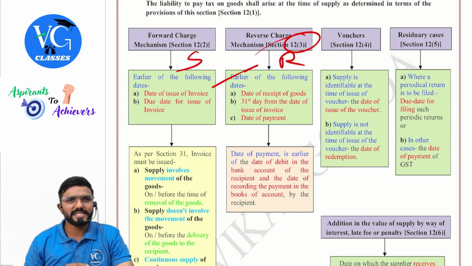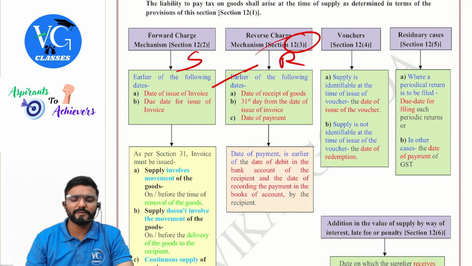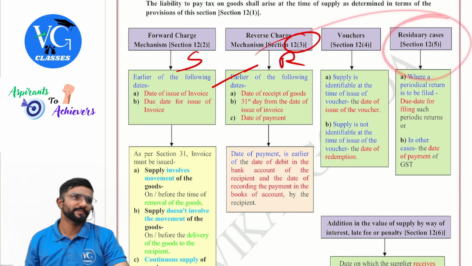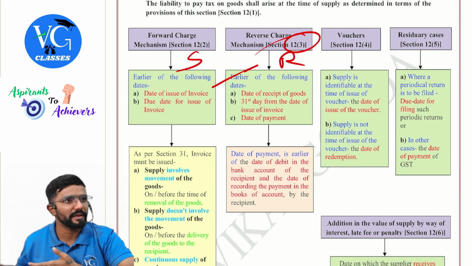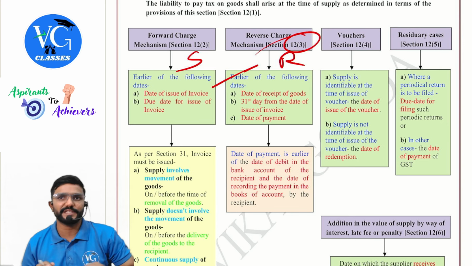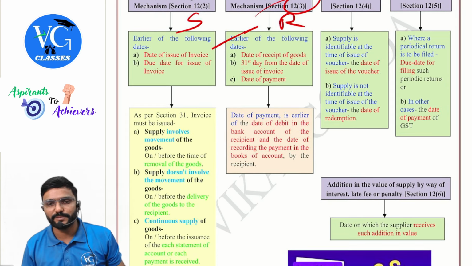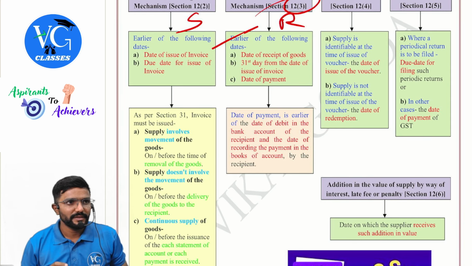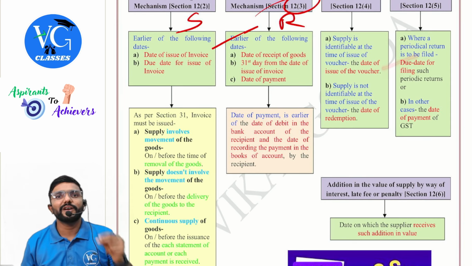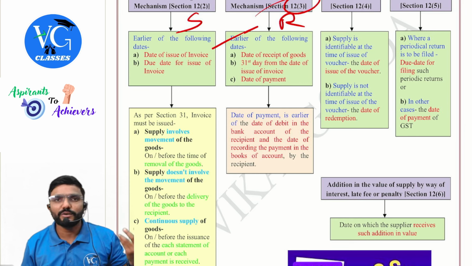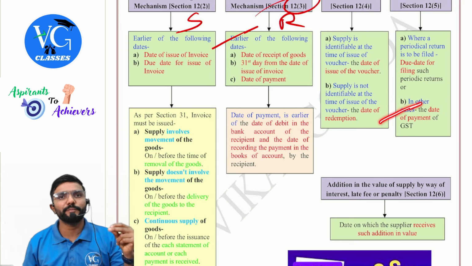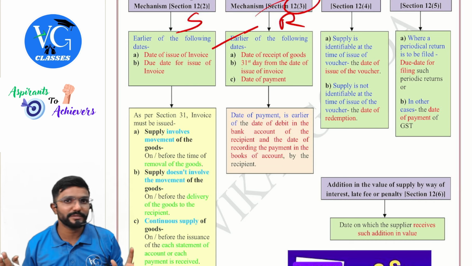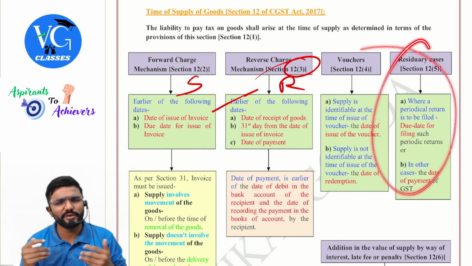Next, residual cases. Guys, assume you are not able to determine the time of supply as per subsection 2, subsection 3 or subsection 4. Only then go to subsection 5. Don't straight away jump to subsection 5. Subsection 5 is the residuary case when 2, 3, 4 is not possible. Where a periodical return is to be filed, whatever is the due date to file the return is the time of supply. Sir, I am not filing the return. Then whatever date you pay the GST is the time of supply. Worst case, the government has provided this, meaning they have put it only to protect themselves.